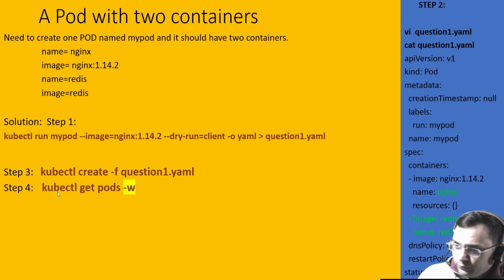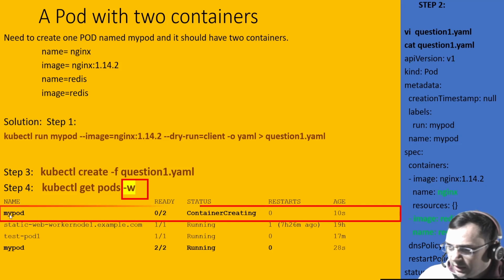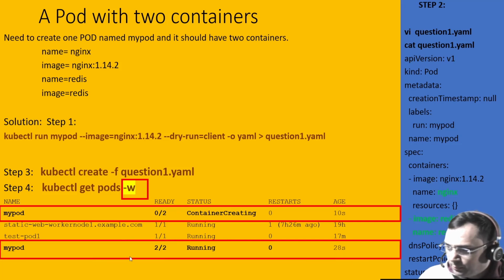And then kubectl get pod. Last time we used kubectl get pod, this time we are using -w. -w is for watch. So when I execute this command, I will see my pod container creating, right? And after some time you will observe that my pod is running here. So no need to execute this command again and again to see if the pod is running or not. You can use the -w option here.